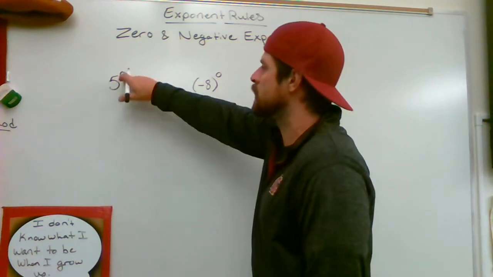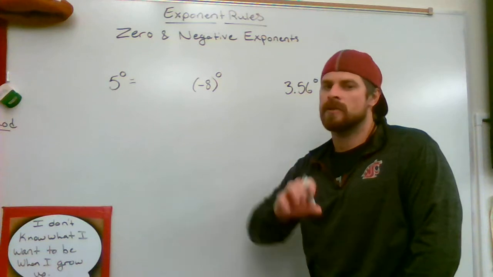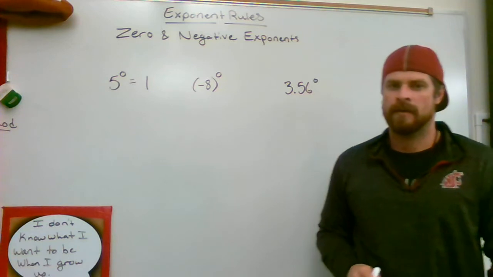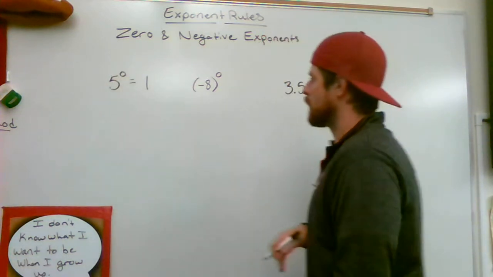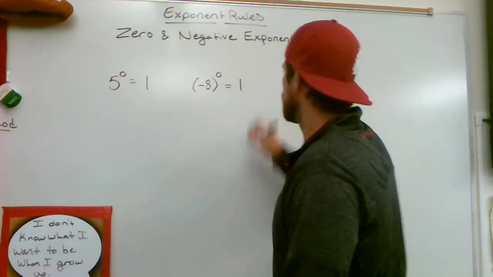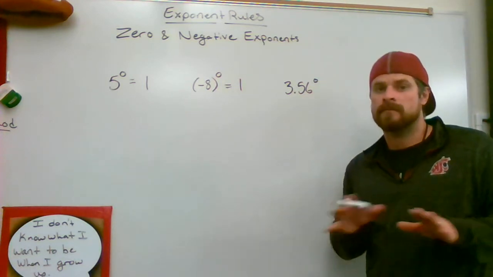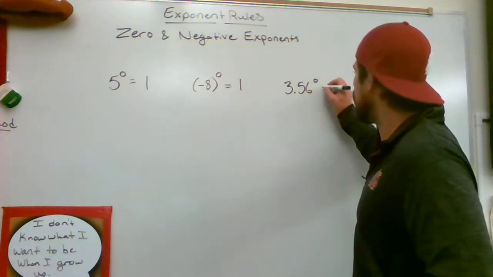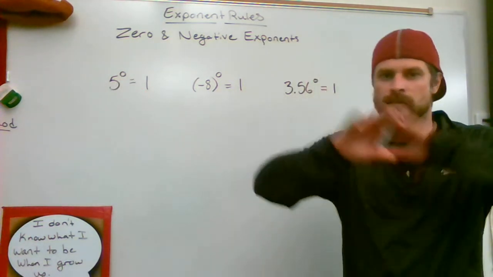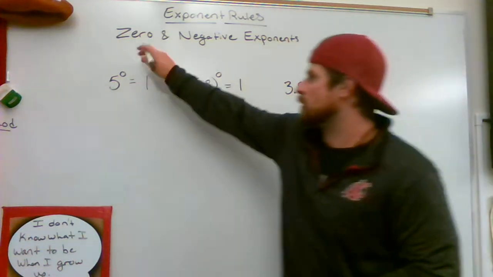Okay, anything to the 0 power is 1. Nothing will come out different. So it doesn't matter if it's 5 to the 0 power, a negative value such as negative 8 to the 0 power, it's going to be 1. Or 3.56, or 3 and 5600ths. Remember, anything, it does not matter what the number is, they all come out to 1. So if you see anything to the 0 power, piece of cake, change it to the value of 1 immediately.